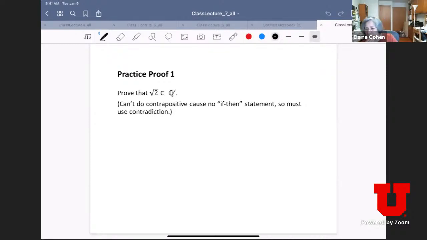Someone asked earlier, I didn't catch it, what is the domain of Q here? Q is the rationals and Q prime is irrationals.